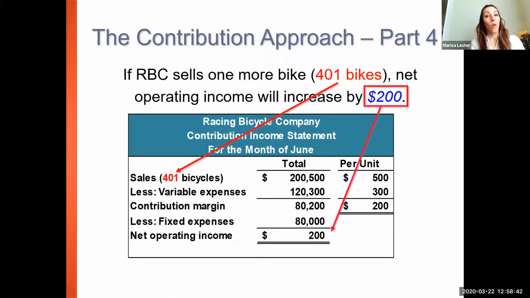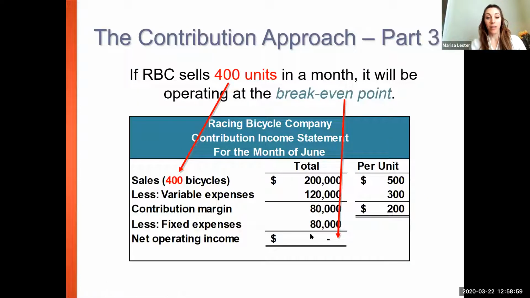If I sell one more bike past my break-even point, right? Break-even was 400. If I sell 401, watch what happens. My net income increases by my contribution margin per unit, right? So at break-even, what else did you notice? Let me go back. What else did you notice at break-even? Yes, my net operating income is equal to 0. What I notice is that my contribution margin, what's left over from sales revenue after I take out variable expenses, my contribution margin is equal to my fixed expenses. So I've just covered them.